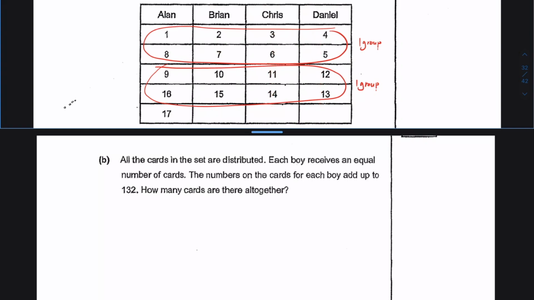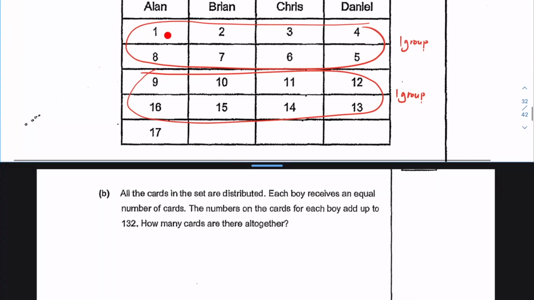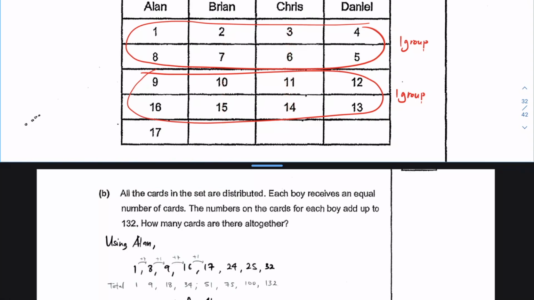The numbers on the cards for each boy add up to 132. Now what they mean is basically each card has a number and the face value added up must be 132. So this is 1 plus 8, that's 9 total face value, plus another 9, that's 18, right? And so on and so forth. Just keep adding up. By the way, all of them add up to 132, so everything is 132, 132, 132, and the number of cards must be the same.